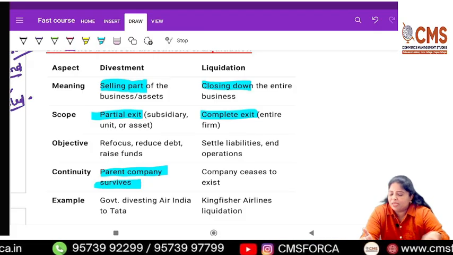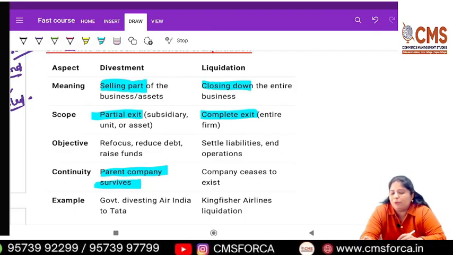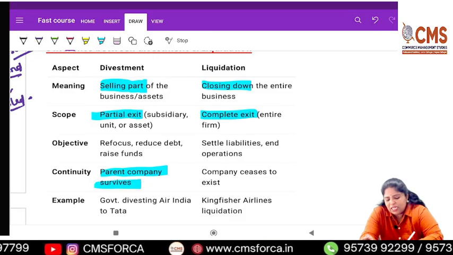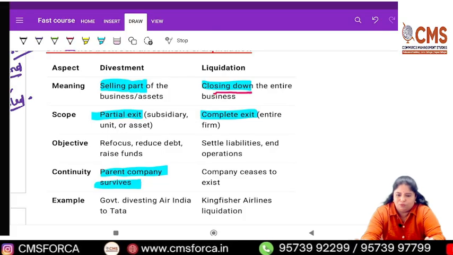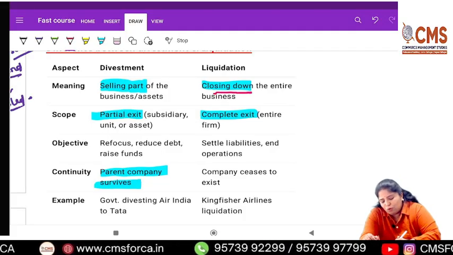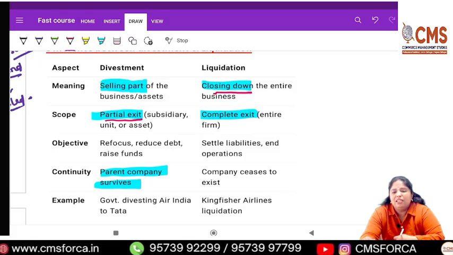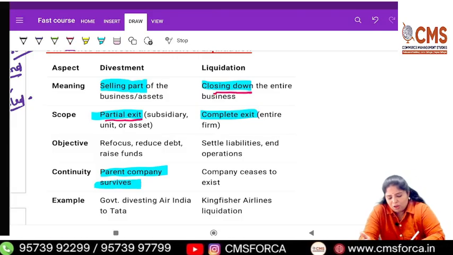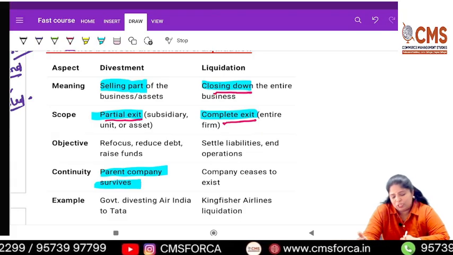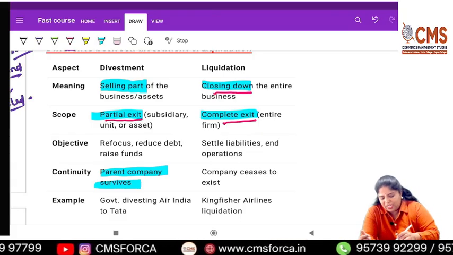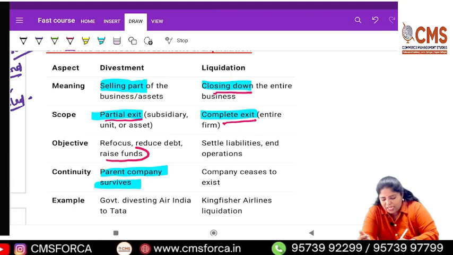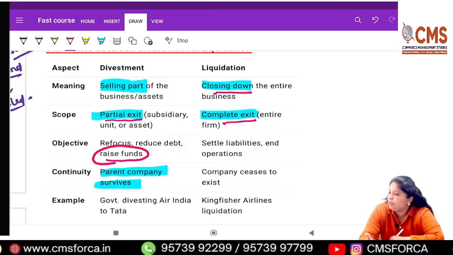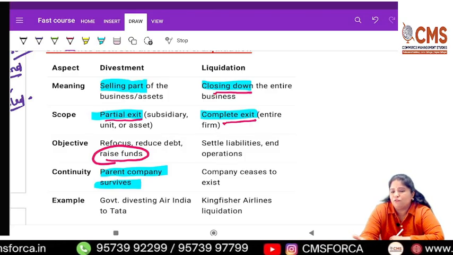So divestment is basically, I've highlighted a few points, you can go by them. Selling part of a business or asset. What is liquidation? It's a complete shutdown, a complete exit. Now, what is the scope? Divestment is a partial exit. It might be a subsidiary or branch or unit, a small asset, but liquidation is a complete exit. The objective of divestment is that you try to raise funds and invest in some other better place where you can see much better profits.